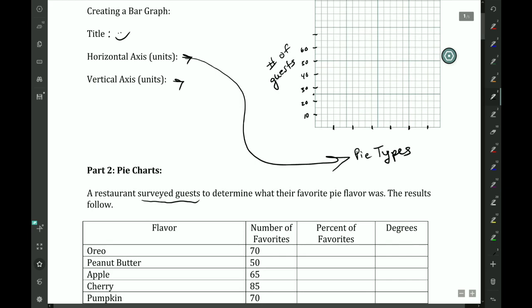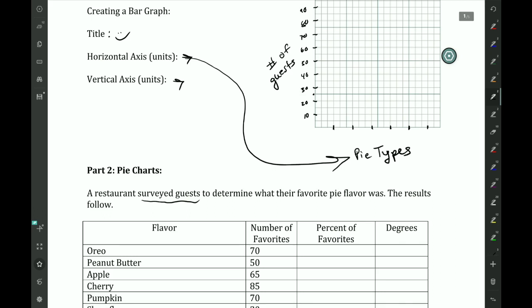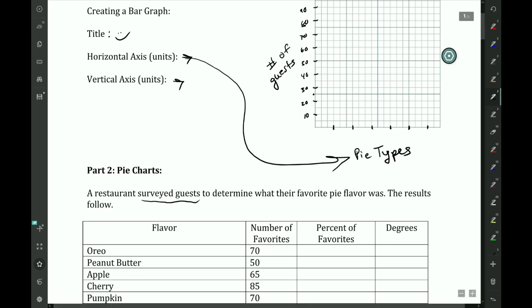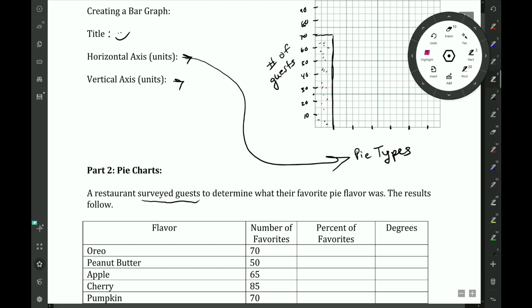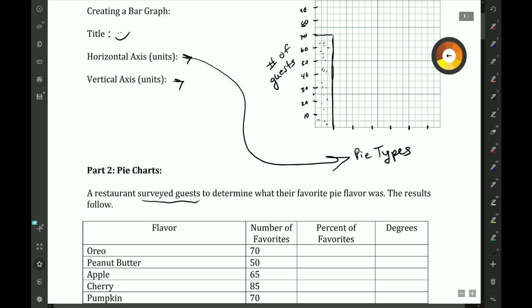60, 70, 80, 90. I really like it when students use colors, especially if they correspond to the type. So we have 70 in the Oreo column. Well, black's for Oreo, I guess, but maybe put cookie shapes in there or something. That makes me happy. Peanut butter is kind of orangish, more of a brownish, I suppose. So we'll try and pick a brown here. Pecan would be in the yellows, yes.